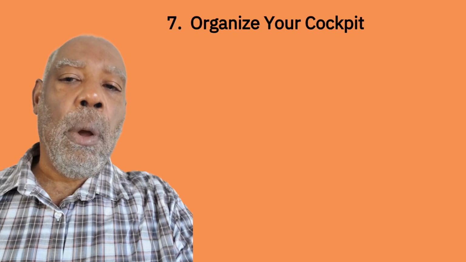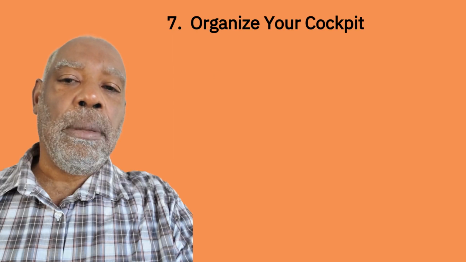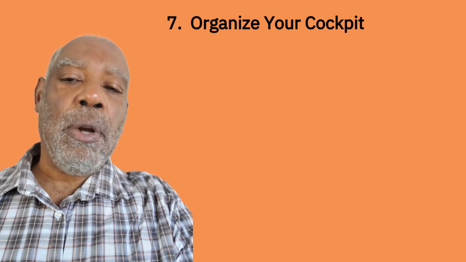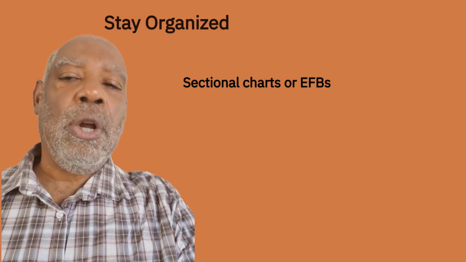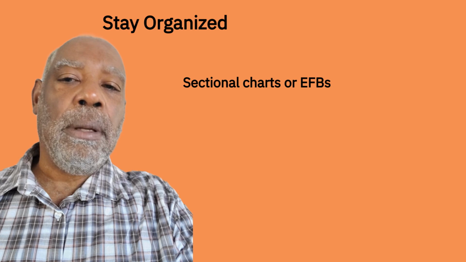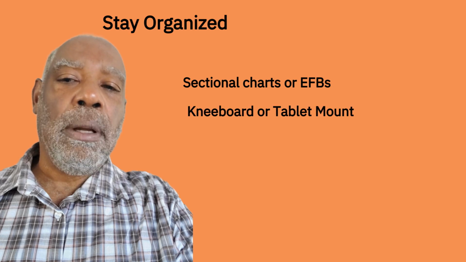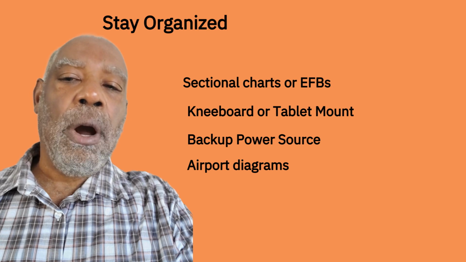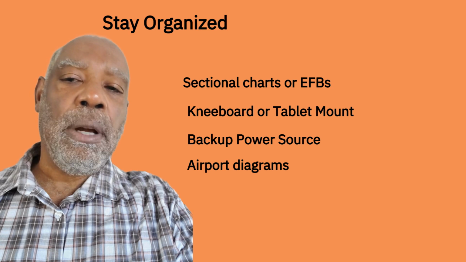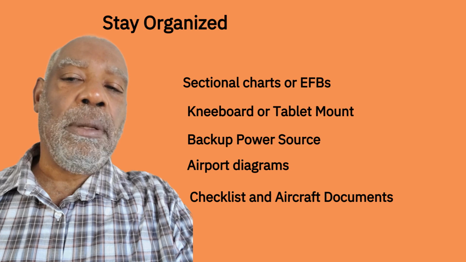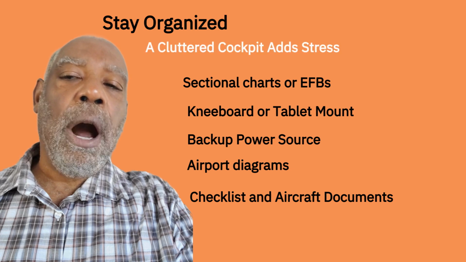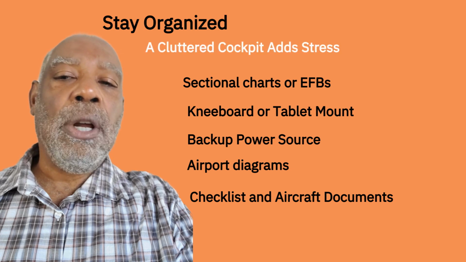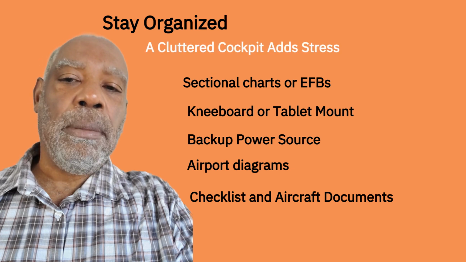7. Organize your cockpit. Keep your cockpit neat and your tools within reach. Sectional charts or electronic flight bag. Kneeboard or tablet mount. Backup power source. Airport diagrams for departure, en route, and destination. Checklist and aircraft documents. A cluttered cockpit adds stress, especially during an unexpected situation.